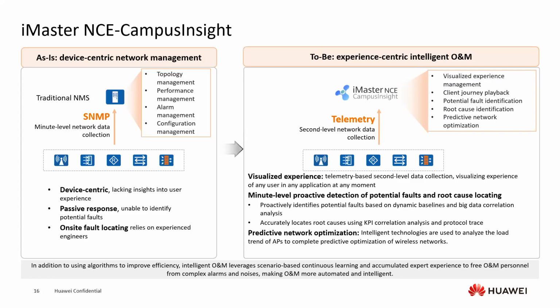Okay, there is another question. How does iMaster NCE-Campus Insight support capacity planning and network resource allocation for campus growth and scalability? Yes, iMaster Campus Insight basically gives you all the charts and all the data, and based on that you can plan for the capacity planning and network resources.